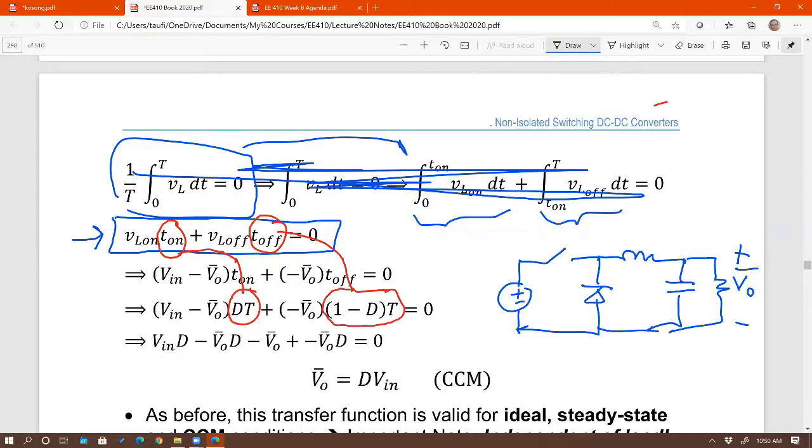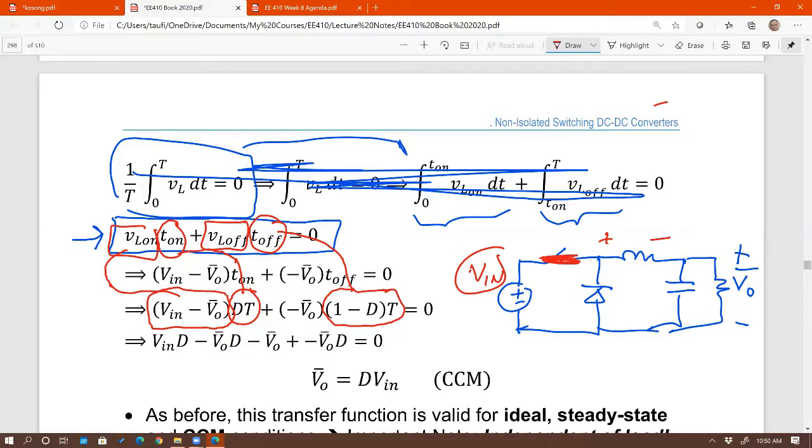All I need to do now is to be able to find VL on and VL off. What is VL on? VL on is the voltage across the inductor when the switch is on. When the switch is on right there, have a look at the circuit. What is the voltage across that inductor? What is it? The input minus the output. Very good. When the switch is on, I know that the inductor voltage is equal to V in minus V out. Just put it in the equation right there. See that?